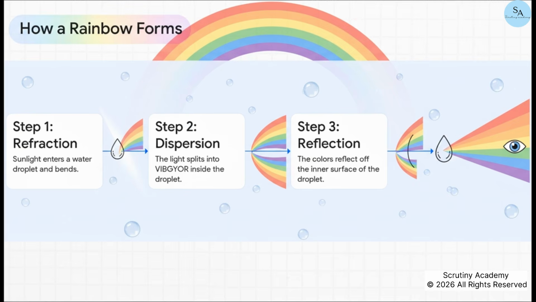It's a multi-step dance inside every single water drop. First, sunlight enters the drop, and bam, it splits into VIBGR. Second, those colors bounce off the inside back of the droplet. And third, the light comes back out, heading towards your eye. Now imagine millions of raindrops all doing this at the exact same time. And that's how you get a rainbow.